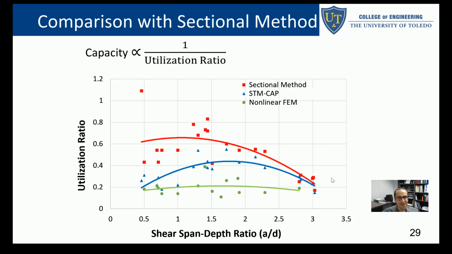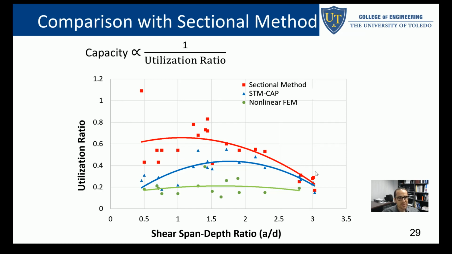This is my favorite plot, because this explains everything. It's a very neat plot. Vertical axis, the utilization ratio. Smaller the number, the better, because it's less utilized. Larger the number indicates overload.